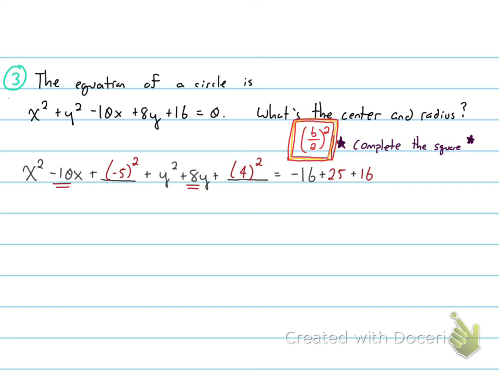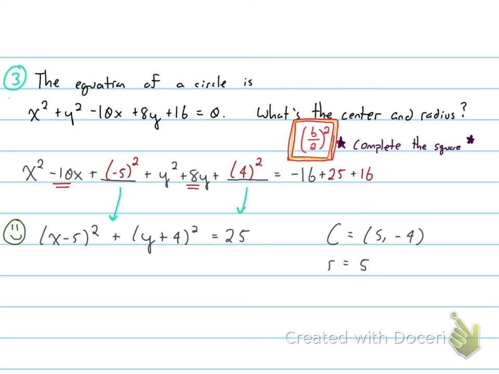Now what I'm going to do from this step is I'm going to drop down that -5, so I'm going to have it say (x - 5)^2 + (y + 4)^2 = -16 + 25 + 16, which is just 25. Now that's an equation that I'm a little bit more comfortable with, and now looking at that, I can determine that the center is (5, -4), and the radius is the square root of 25, which is 5.